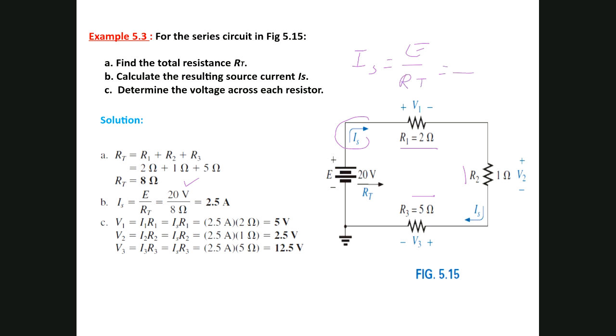This is for the total resistance, and the supply voltage is 20 volt. It gives the supply current, which is 2.5.